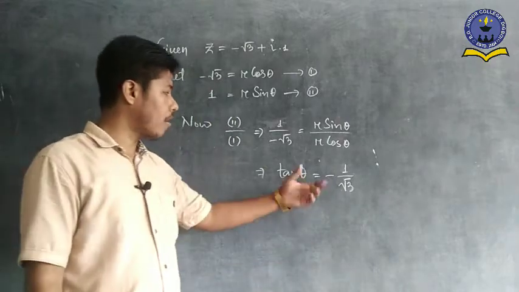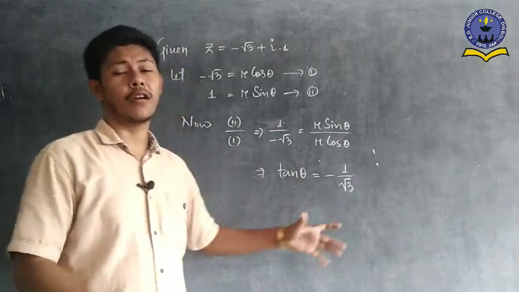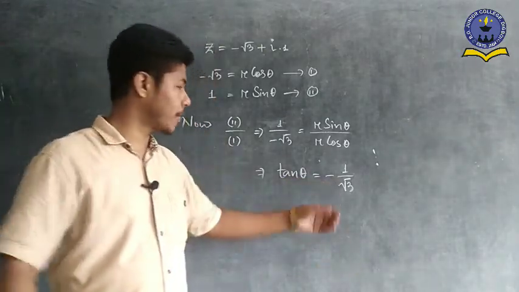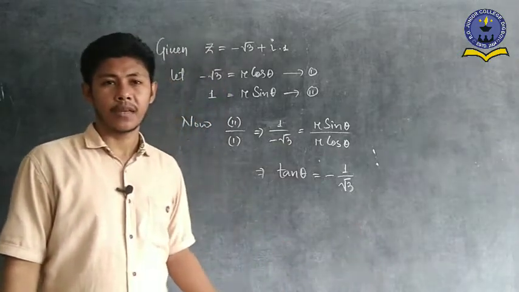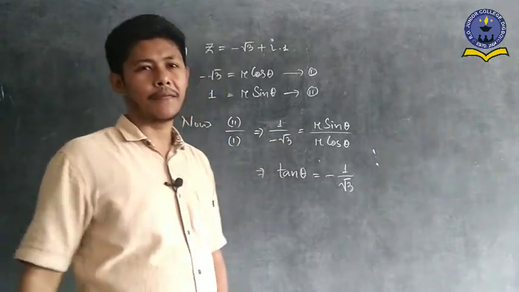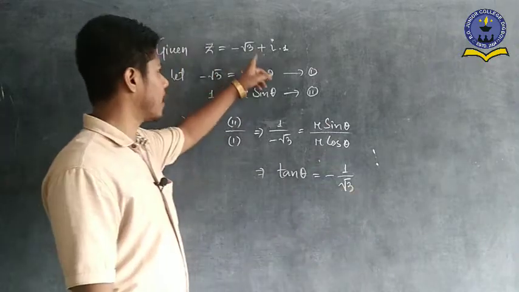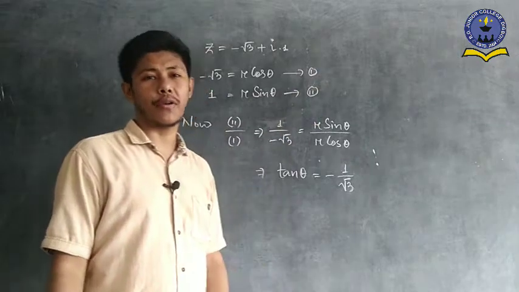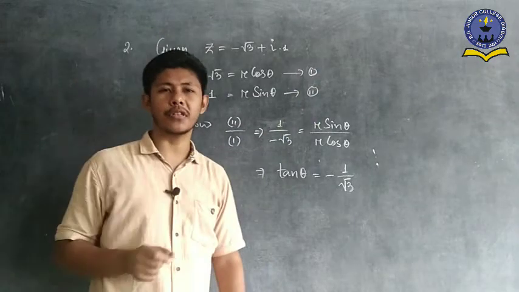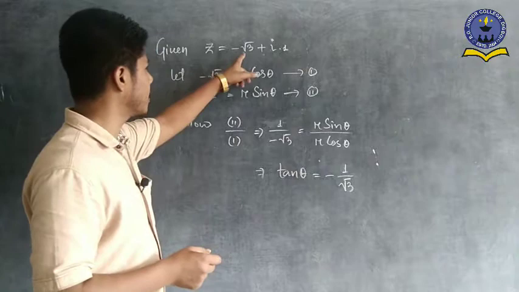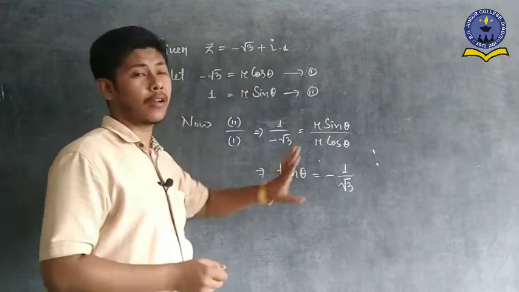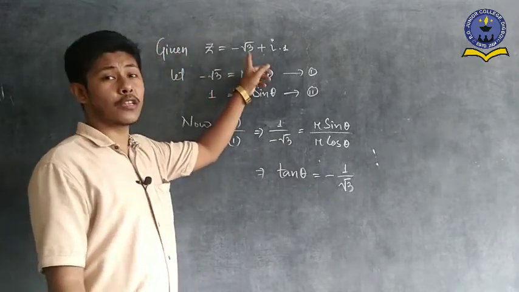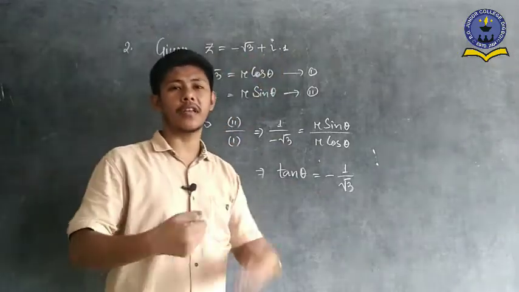Is it clear? Now after this, you face lots of problems here. How can we find the angle theta? This is the main thing. To find the angle theta, first of all we have to identify where the ordered pair of the given Cartesian form lies. The real numbers are minus root 3 and 1, so negative, positive.